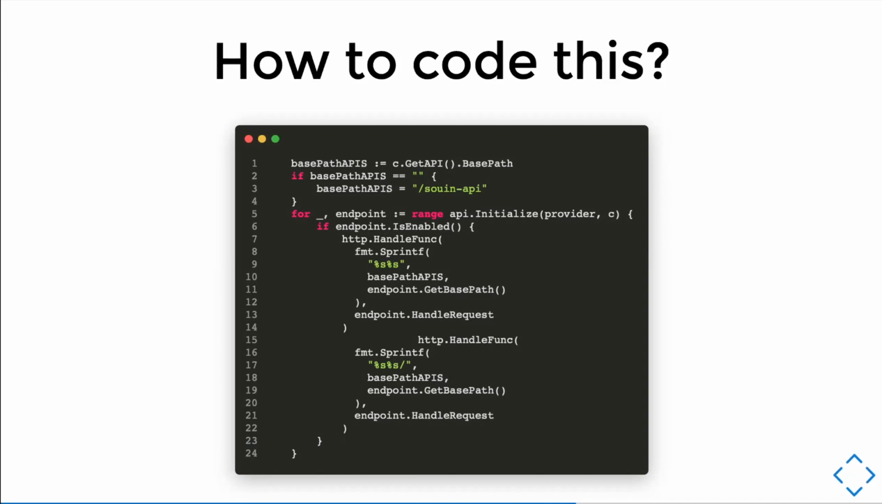I load each endpoint using the initialize function, which takes a provider and the configuration in entry. If the endpoint is marked as enabled, I just create an HTTP handle func with and without the trailing slash. And each endpoint has a property named handle request, as the name specifies, to handle the incoming request. Then the path is built from the concatenation of the main bus path and the endpoint bus path. This code is running at Sylvain startup only, and it takes only some milliseconds to be executed. So at runtime, it doesn't affect the performances.